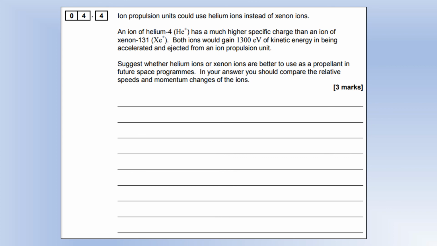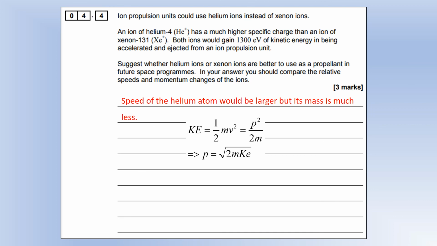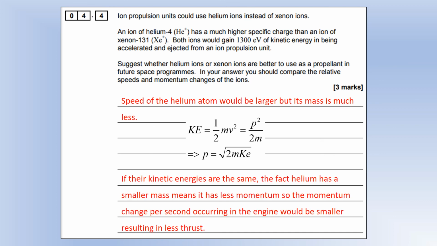Okay, so in terms of providing a big force forward, the thing that matters is the rate of change of momentum of whatever ion we're using. Although the kinetic energies are the same, the speed of the helium ion would be larger, but its mass is much less. If we look at how we convert from kinetic energy to momentum, which is what's important, the momentum is calculated as the square root of 2 times the mass times the kinetic energy. So having a much smaller mass is going to mean a much smaller momentum, and that's the issue. Even though the kinetic energy is the same, smaller mass means smaller momentum. So there's a smaller momentum change per second occurring in the engine, which would mean there's less thrust forward. And that completes this section.